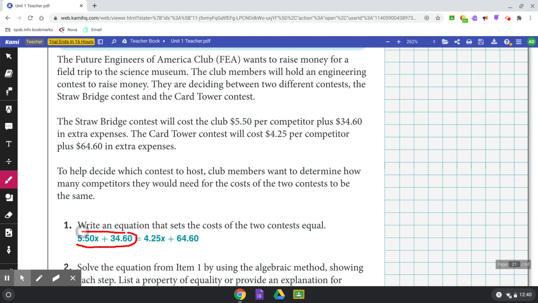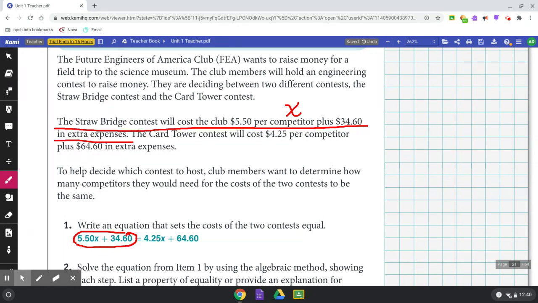$5.50 times... $34.60. Let's focus just on that side. If those numbers look familiar to you, that comes from Straw Bridge. The Straw Bridge contest will cost the club $5.50 per competitor plus $34.60 in extra expenses. So what that is, it's $5.50 times X, where X is the number of competitors. So $5.50 times the number of competitors plus the $34.60.